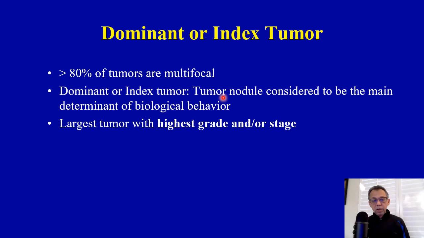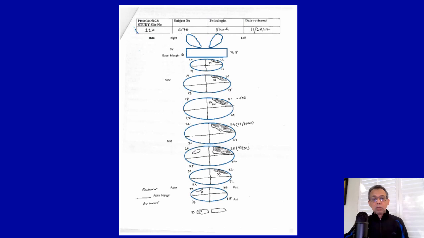Now, the majority of the time, this dominant or index tumor, or the largest tumor, is the one which is going to show you the highest grade and or pathologic stage information. So the majority of the time your largest tumor nodule is the dominant or biologically most significant tumor. So how do you determine which one is your index tumor?